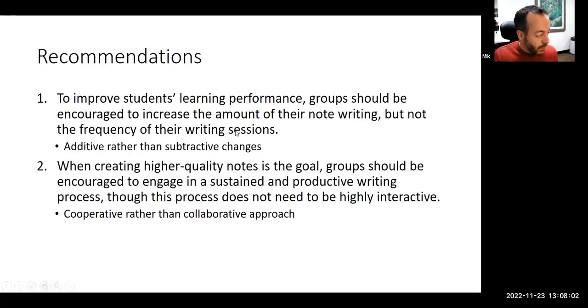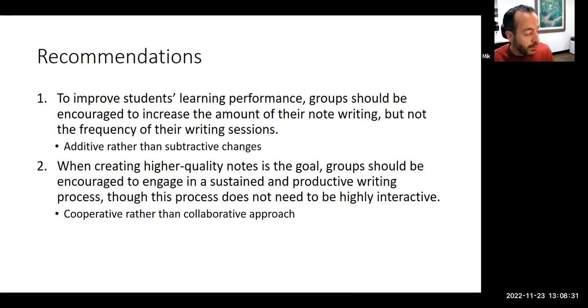So I want to give two big recommendations that I think could be useful to practitioners, anybody who might want to incorporate collaborative note-taking as a learning strategy in your class. To improve students' learning performance, I think you should encourage groups to increase the amount of their note writing. Try to get them to write more, but not necessarily the frequency of their writing sessions. They don't have to write frequently.